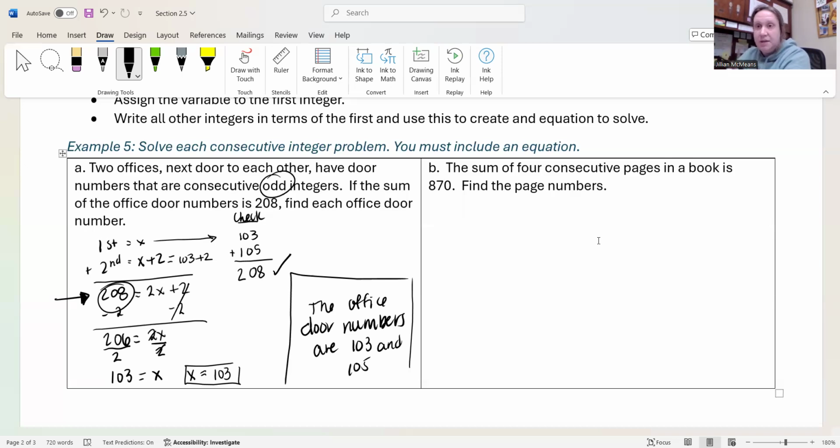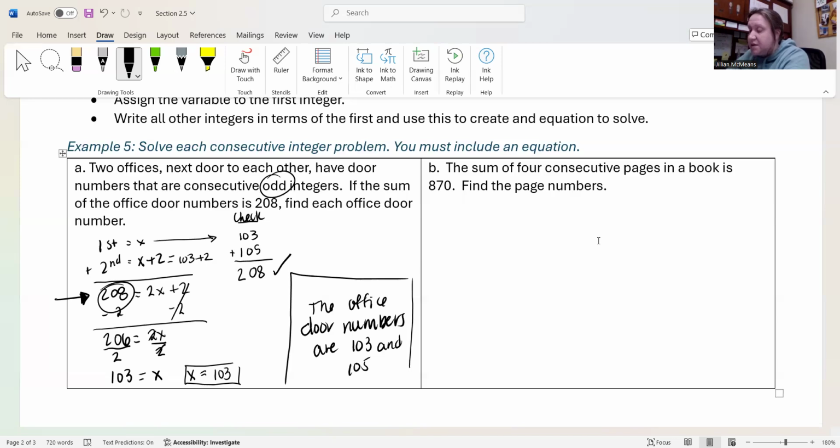And that's it. So consecutive integers, I think, are one of the easier types of word problems because it's always going to be start with x, and then it's going to be x plus 1 more than that, x plus 1 more than that, and 1 more than that. Or it's going to be x plus 2 more than that, x plus 2 more than that, and you just keep increasing by 2's or by 1's. Okay? Let's look at part B.